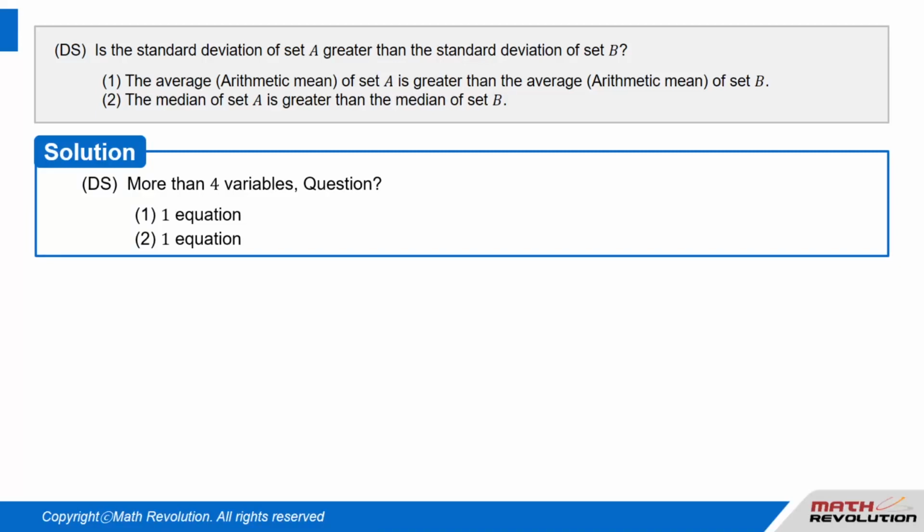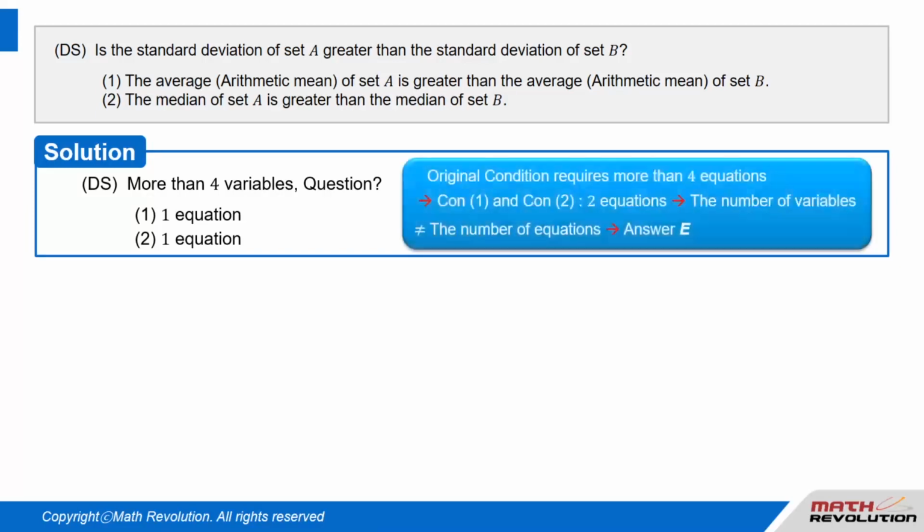Let the original condition in a DS question contain more than 4 variables. Now the variables would generally require more than 4 equations to solve for their values. We know that each condition would usually give us an equation, resulting in a total of 2 equations, one each from condition 1 and condition 2. However, since we need more than 4 equations to match the numbers of variables and equations in the original condition, the unequal number of equations and variables should logically give us an answer E.